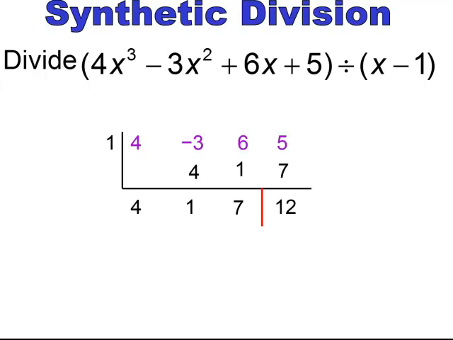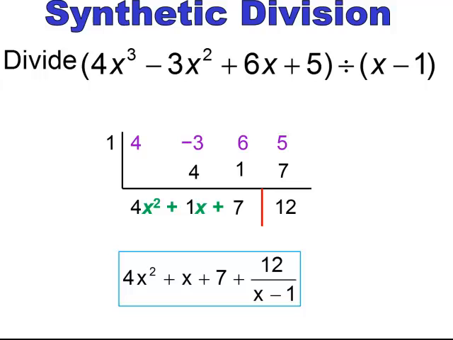And remember, 12 is the remainder. So now you're going to add the variables back in by reducing by 1 exponent. So it's x cubed, so I have to reduce it. It's going to be 4x squared plus the x plus the 7, and my remainder is going to be 12. So we end up getting a solution here of 4x squared plus x plus 7 plus 12 over x minus 1.